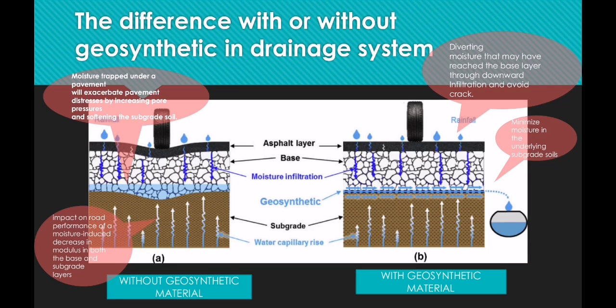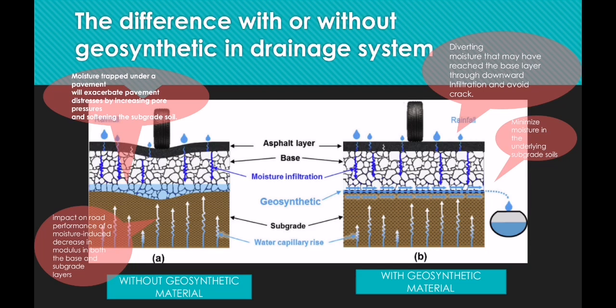The difference with or without geosynthetic in drainage system. Without geosynthetic material, moisture trapped under a pavement will exacerbate pavement distress by increasing pore pressure and softening the subgrade soil.